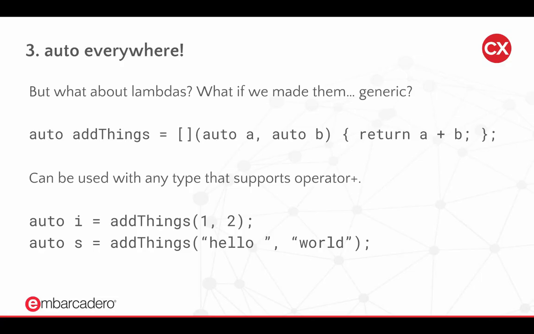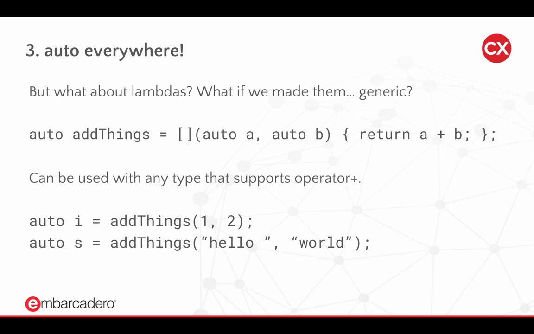But there's more to auto. Here's a completely different question. What about lambdas? What if you wanted to make them more generic? A lambda function is really useful because it's a small localized function object. Here's an example of some syntax for a lambda function that you can now do on screen right now. Auto add things equals bracket, auto a and auto b, and it returns a plus b.